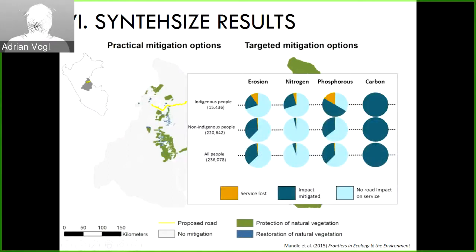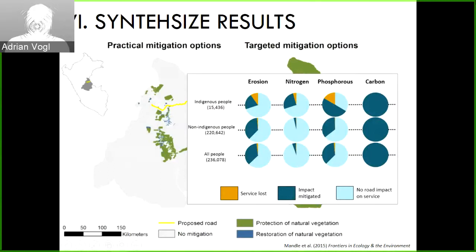And then in this case, we're also able to summarize this data in terms of who's been impacted by road construction and deforestation, by restoration, how much of that impact has been mitigated, and then breaking that out into indigenous and non-indigenous groups.